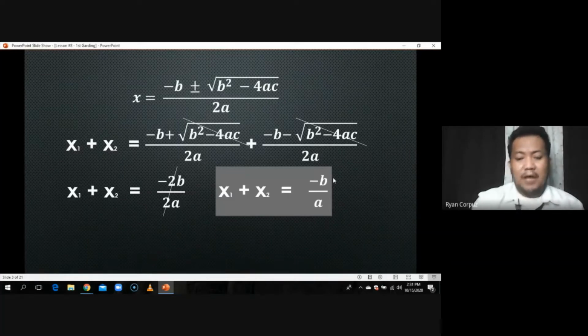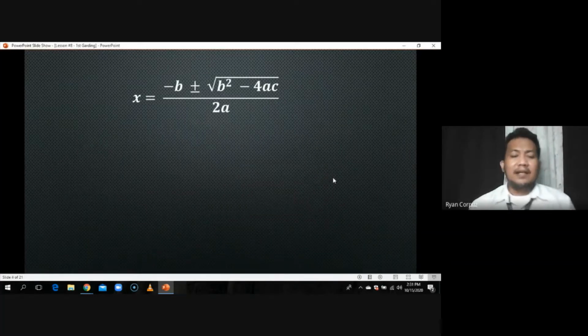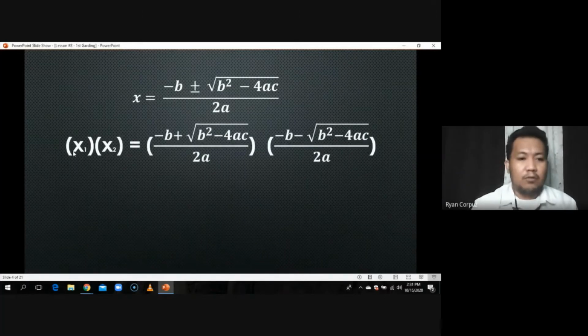How about the product? Again, let's make use of the quadratic formula. So this time we are going to multiply the two roots. So if we're going to do that, it will become like this. So if we're going to multiply, the product of the roots is equal to yung plus and minus na yon, pinaghiwalay natin, and we are multiplying the two. So when we multiply it, we are going to apply here yung FOIL method. So pag in-apply natin yung FOIL method, negative b times negative b, that would be positive b squared.